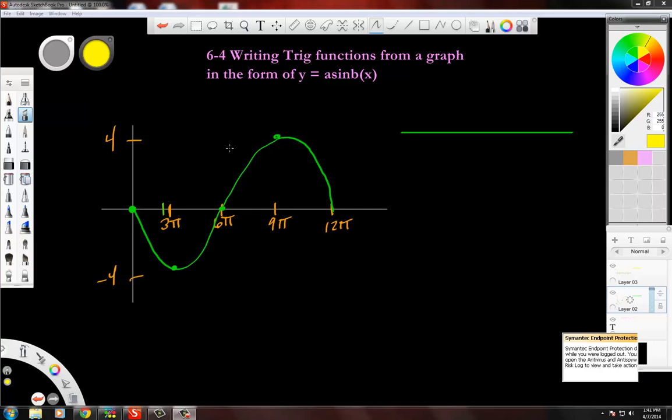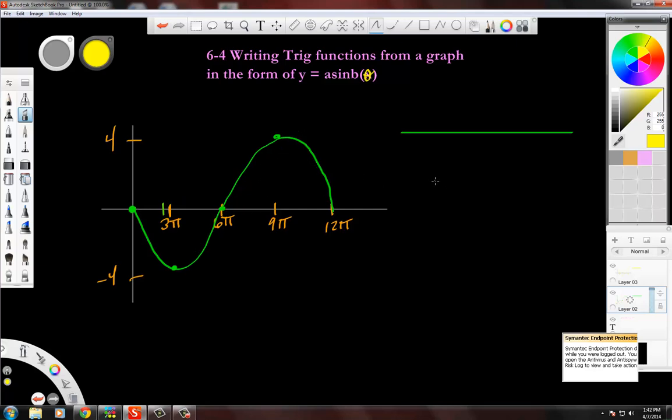Okay, welcome. We are going to be making equations of these graphs. So this is a trig function graph of the form y equals a sine or cosine b theta. And this here could be a theta right there. But we're going to be making the equation of this based on the info that we can see here.